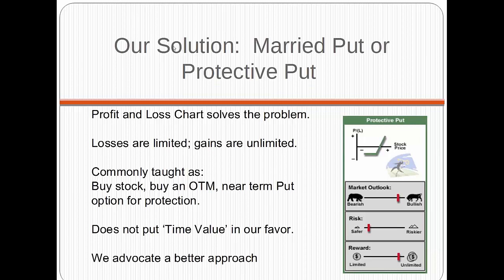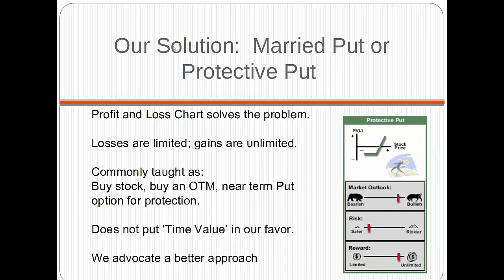So if I was looking at a $50 stock today, many investors and many gurus out there would tell you, oh, if you're going to use a protective put, you're going to buy the 45 put for the July expiration. You only want to pay $1 for the insurance. That doesn't put the risk-reward ratio in your favor.